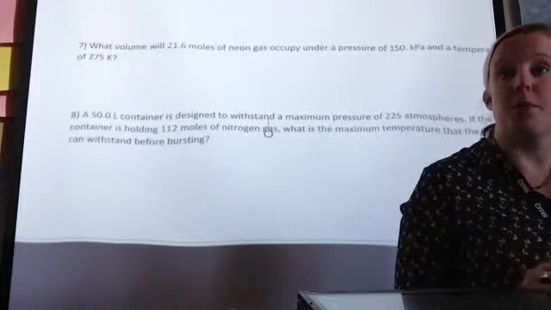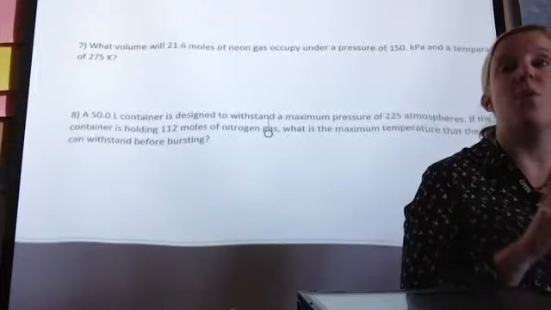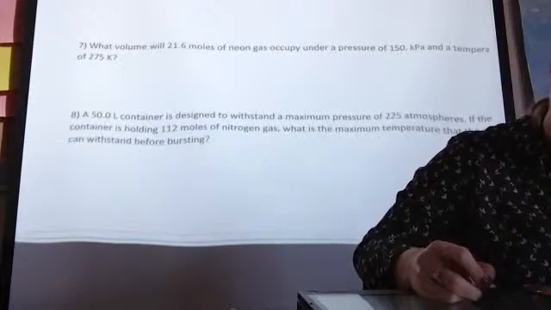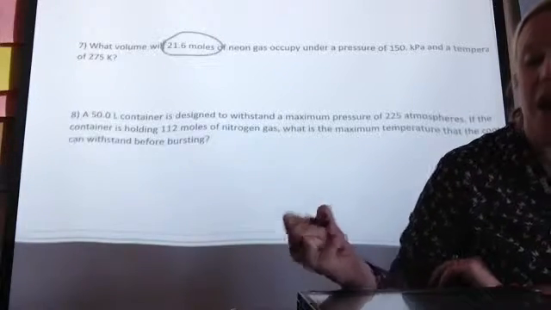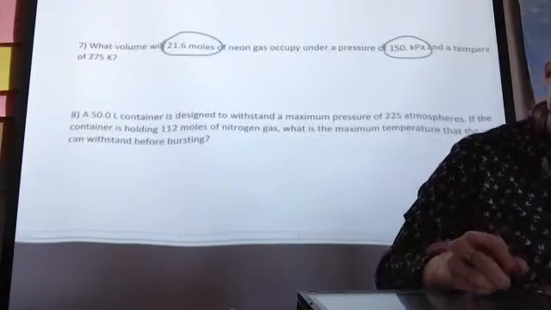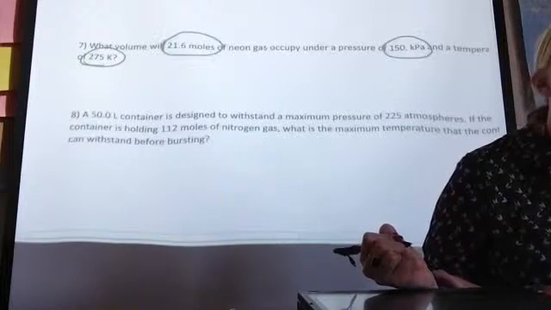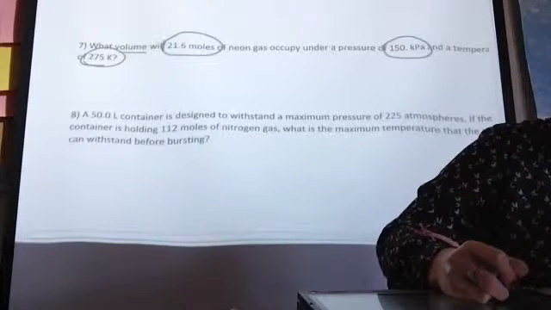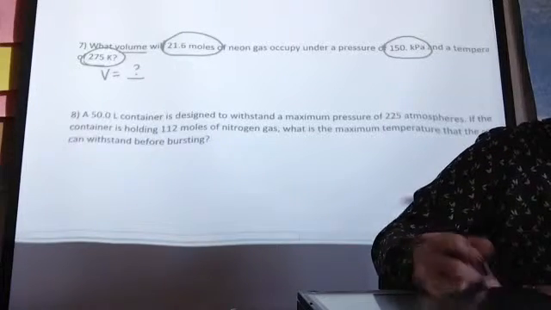Let's work this problem. First things first, read the problem, figure out what they gave you, figure out what you're solving for. Number 7, what volume will 21.6 moles of neon gas occupy under a pressure of 150 kPa and a temperature of 275 Kelvin? I'm going to list everything that they want or have given me. Volume is what they want.